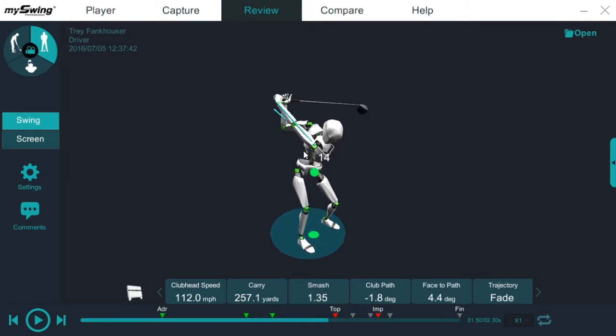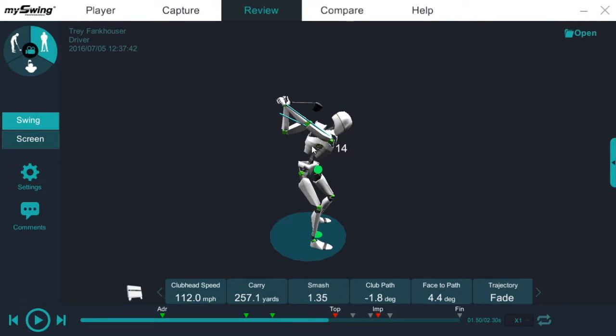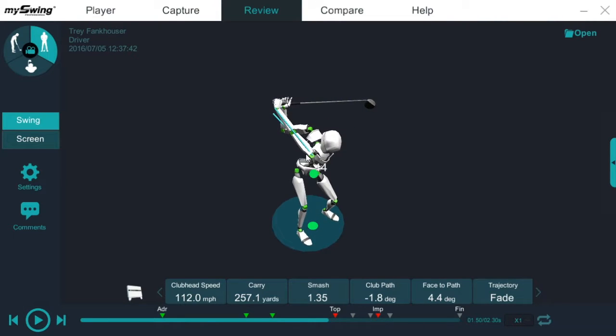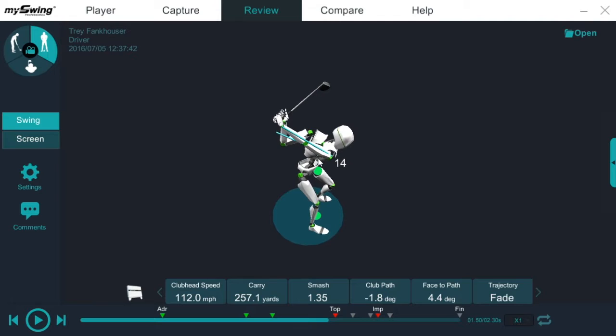This is where you also check to see the pathology of the player, make sure that he hasn't had any injuries, any shoulder issues. Trey particularly has had a left shoulder issue, so that could be what's causing this angle, why the angle's so low.